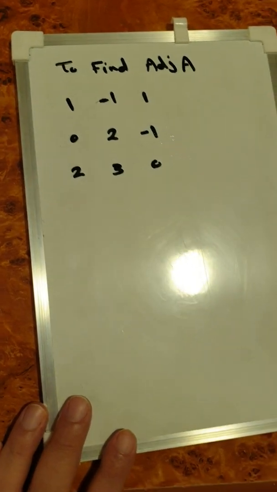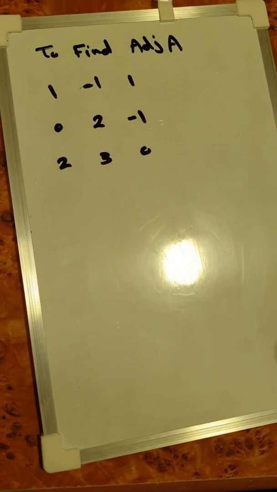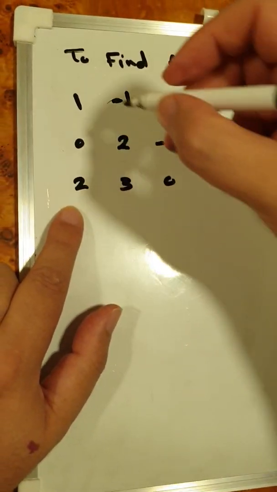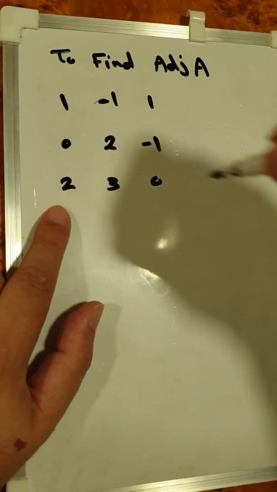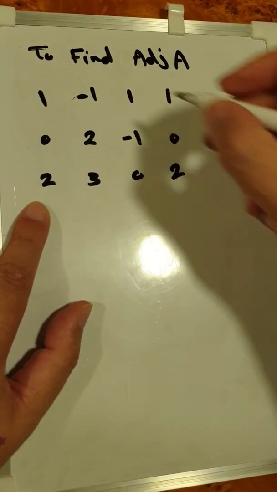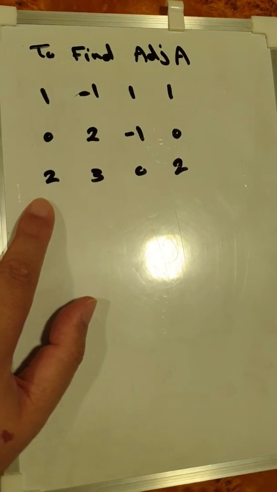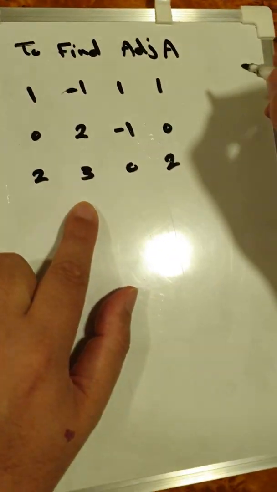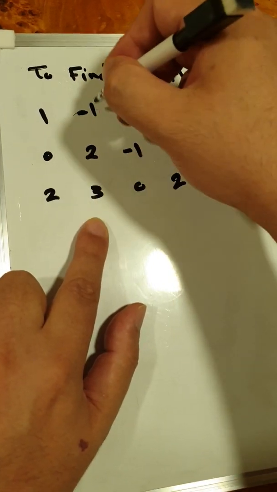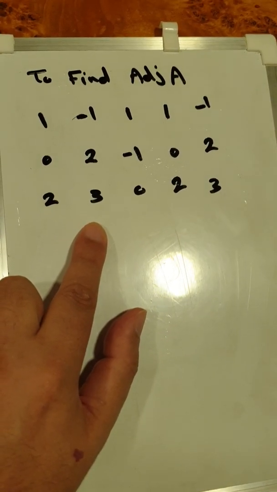Now our method is as follows. We will write the elements of the first column again. This is column number 1. Look, 1, 0, 2. We repeated the first column. Then we will repeat also the second column, this column number 2: -1, 2, 3. This is the first step.